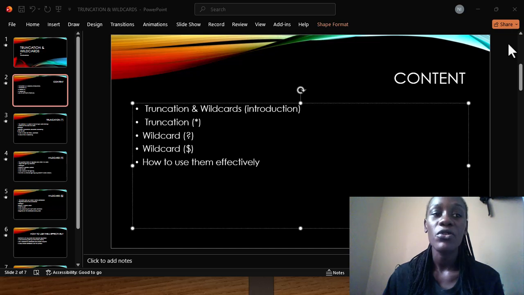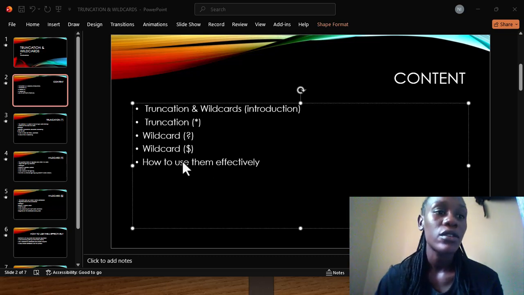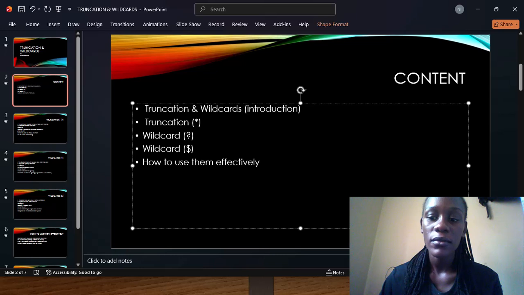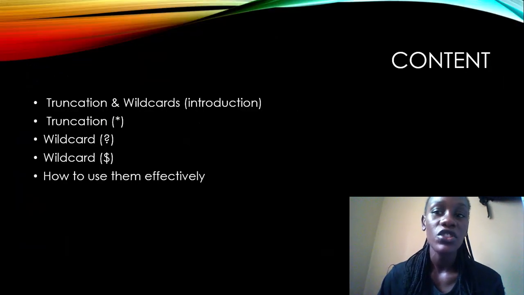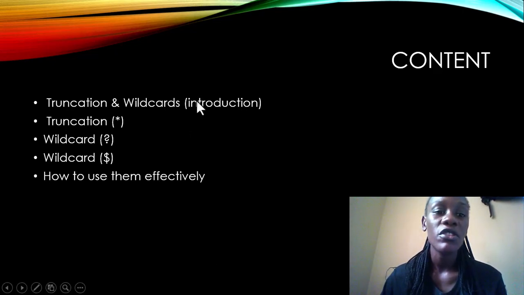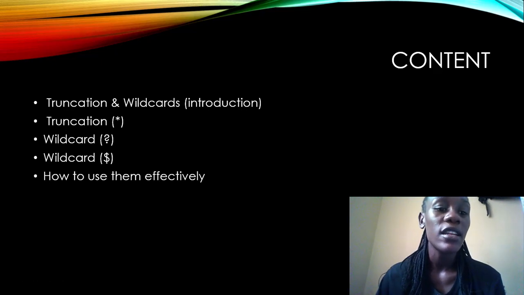So today I've come with Truncation and Wildcards. So I have some content here I've prepared. So truncation, we are going to first look at the truncation, its introduction and wildcards. We are going to look at the star as a truncation, a question mark as a wildcard, the dollar sign as a wildcard, and how to use them effectively.